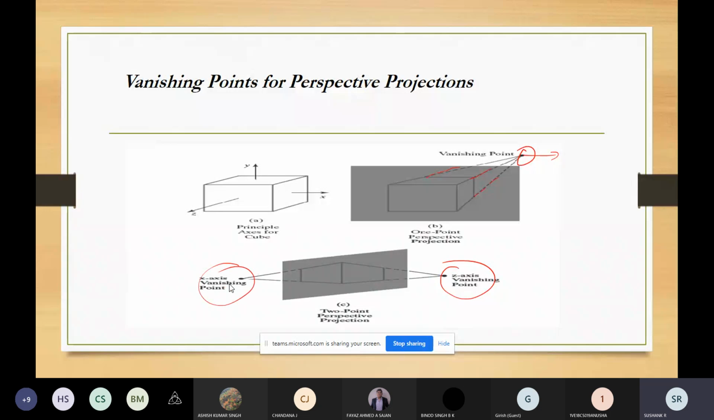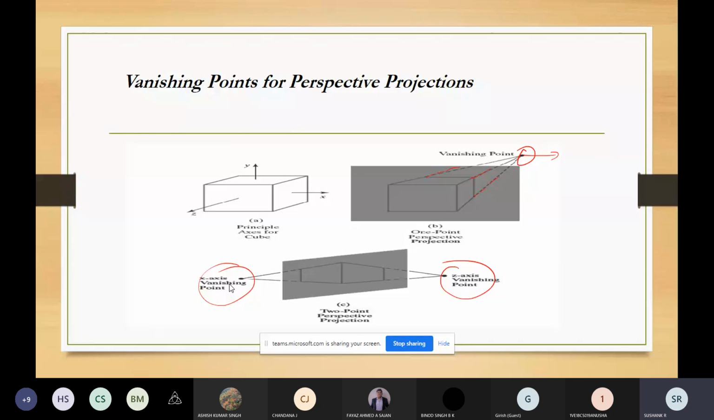So what is this? For a set of lines which are parallel to one of the parallel axes of the object, the vanishing point is also known as the principal vanishing point. So you can control the number of principal vanishing points. It can be 1 point, 2 points, 3 points, based on the orientation of the projection plane. And perspective projections can also be classified based on the vanishing point.